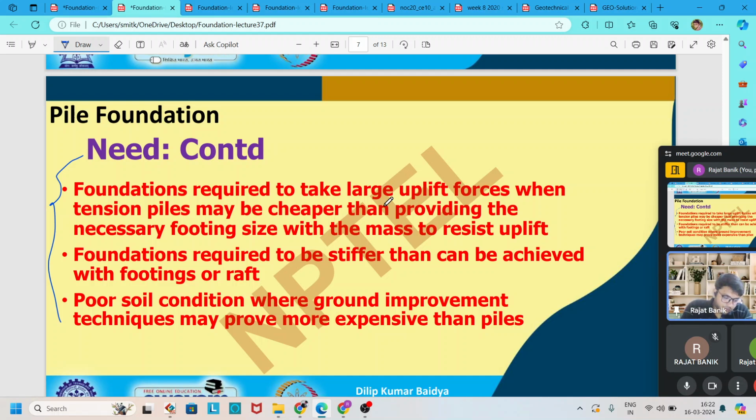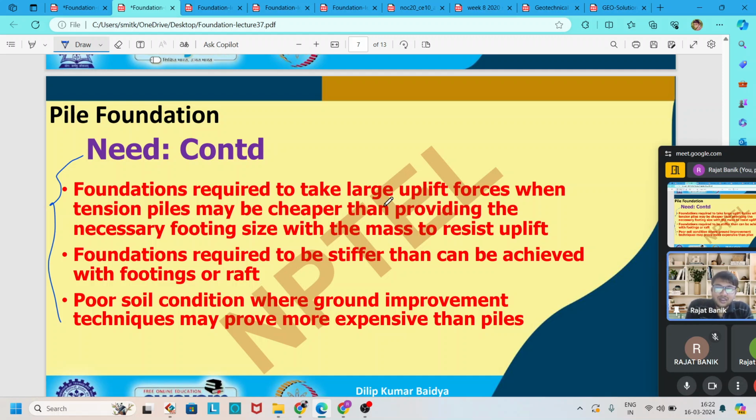Mostly clay soil has the nature of expansion and contraction due to the presence of water or moisture. If you build a structure on clay soil, in summer the soil may contract due to evaporation of water, and in the rainy season it may expand due to the presence of water or moisture. Due to this expansion and contraction, a structure built on this type of problematic soil may get damaged, and tension may be generated, so the structure fails by tension or uplift.